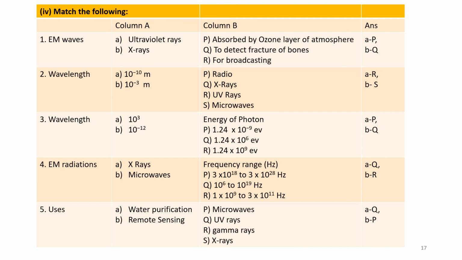We have to match. So we know X-rays have a frequency range 10 to the power of 6 to 10 to the power of 19 Hertz. So A matches with Q. B is microwaves. For microwaves, we know the range is 1 into 10 to the power of 9 to 3 into 10 to the power of 11 Hertz. Frequency, please note here, frequency not the wavelength. So B matches with R.